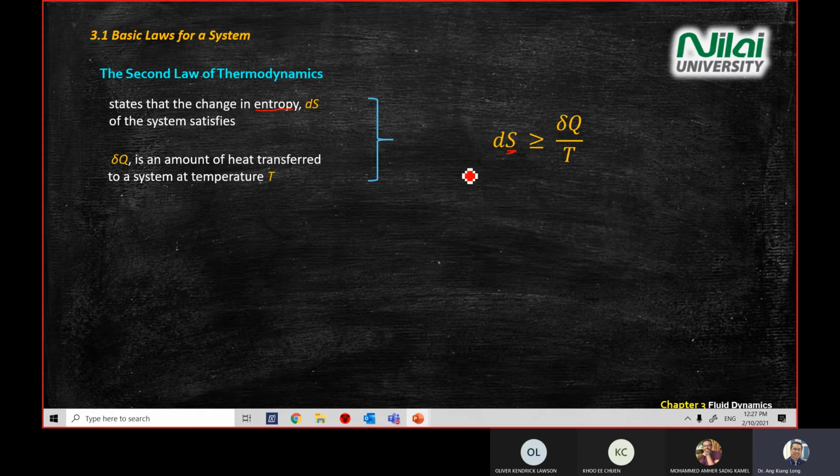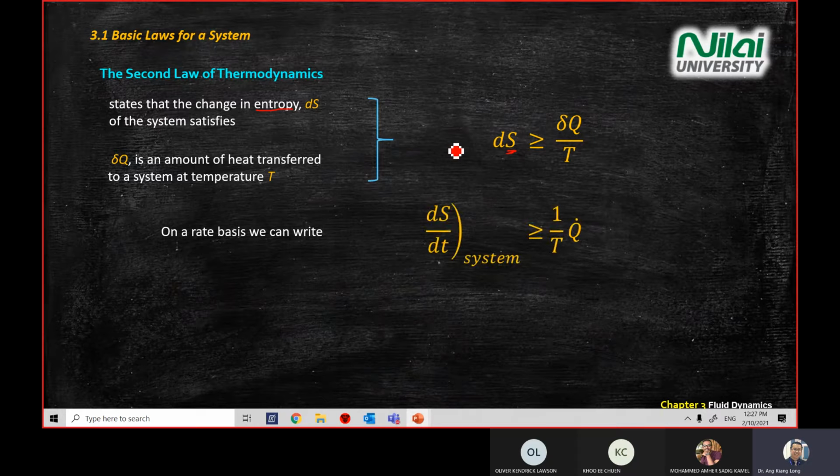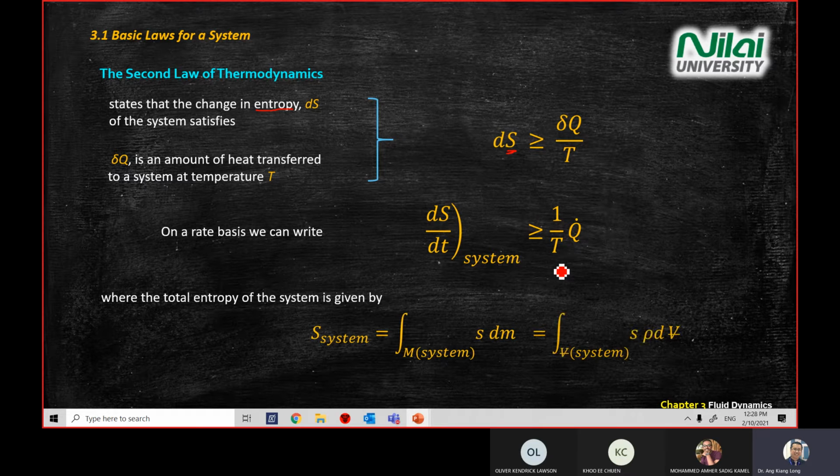Right? So according to the second law, the entropy change will always be bigger than the amount of heat transfer to the system. This is the second thermodynamic law. So we can write dS over dt, which is the change of your entropy, will be bigger than your Q dot divided by T. Okay. The rest you can read from the screen.